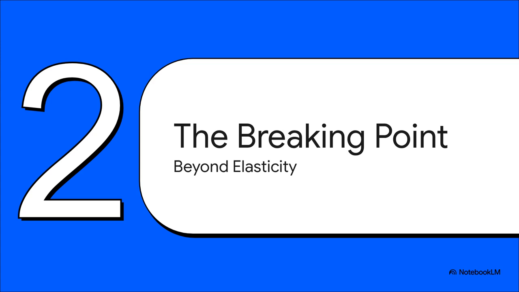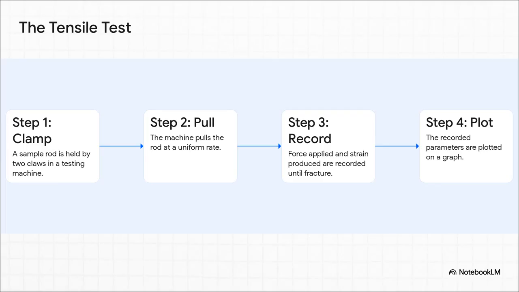This is where we go beyond elasticity, and we start to find out where a material's breaking point really is. To get the full story, engineers do something called a tensile test. It's pretty straightforward, actually. They take a little sample of the material, they clamp it into this really powerful machine, and then the machine just pulls it apart at a nice, constant rate. And the whole time, the machine is recording exactly how much force it's using and how much the sample is stretching. Then, it takes all that data and plots it on a graph.